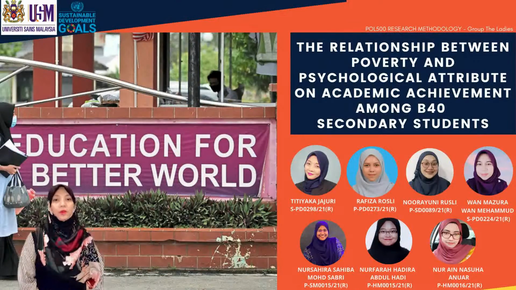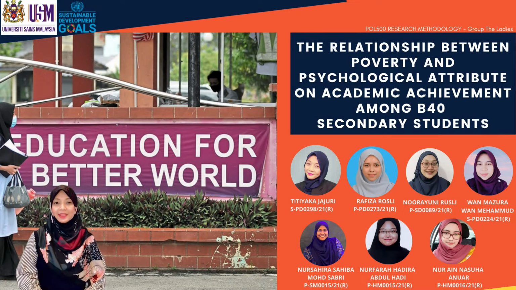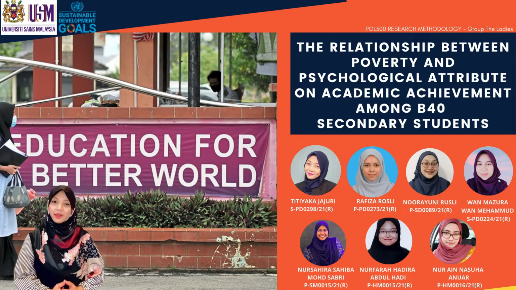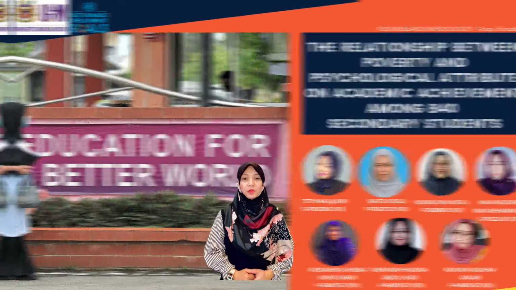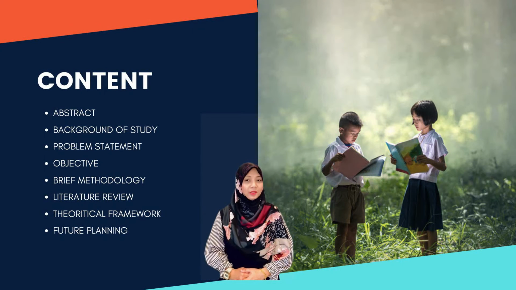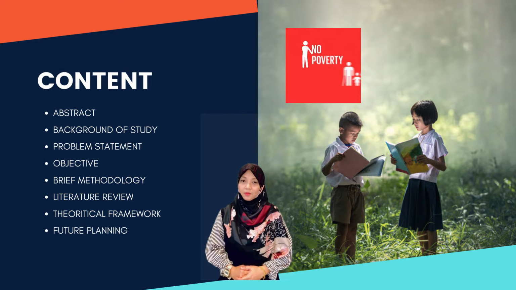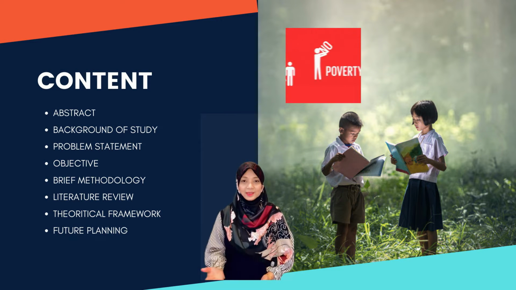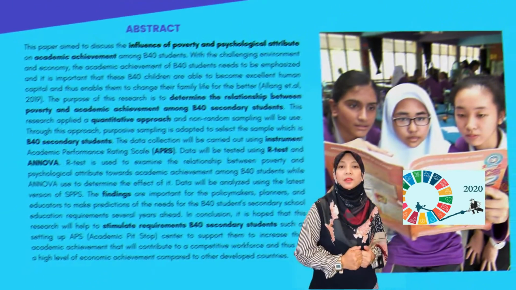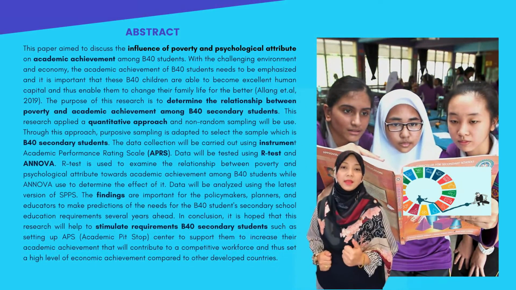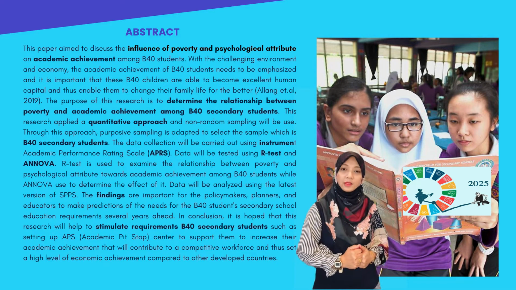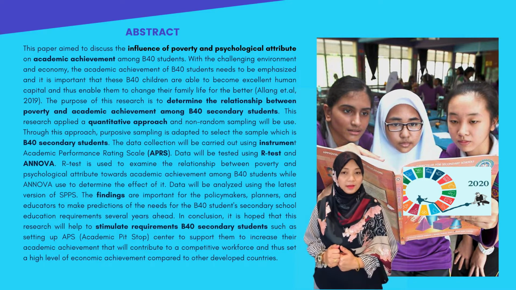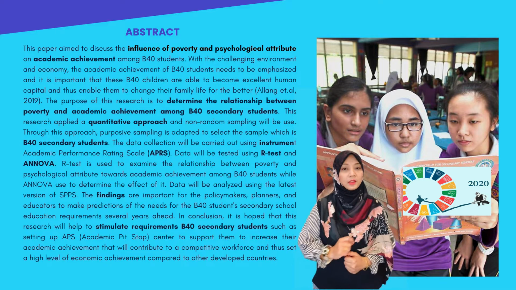Hand, poverty becomes one of the most prevalent indicators of academic achievement in our schools today. So my group members and I will present about the relationship between poverty and psychological attributes, academic resilience and motivation to learn on academic achievement among B40 secondary students. As the number of students raised in poverty increases, it is vitally important that educators be aware of the effects of poverty on students' academic resilience and motivation to learn in the classroom.